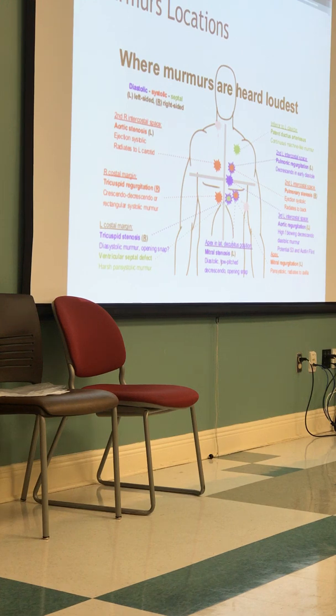Mitral regurg is at the apex. All of them are basically almost at the apex. Everything for the mitral is right in that mitral area.